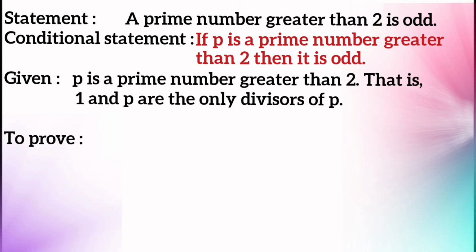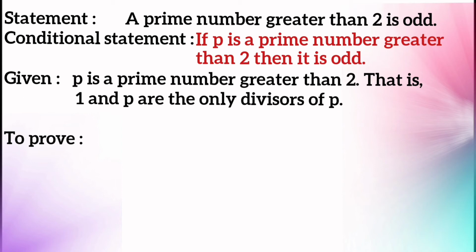So what is given? Let's see first that P is a prime number greater than 2. This is given: P can be any number, but it should be greater than 2. That is, 1 and P are the only divisors of P, and it is a prime number. Prime number means it is divisible by only 1 and itself.